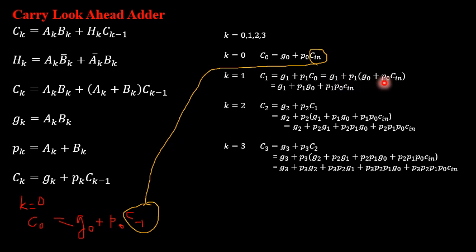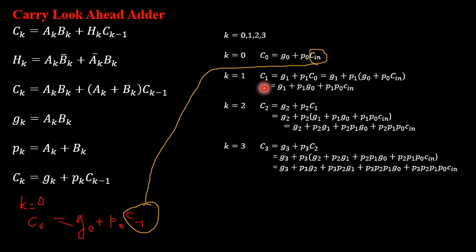So the equation will be written something like this. If you have this particular expression, if I further expand this equation, I will be obtaining the value of C1 as equal to G1 plus P1 G0 plus P1 P0 Cin. That is nothing but the carry output expression for C1.